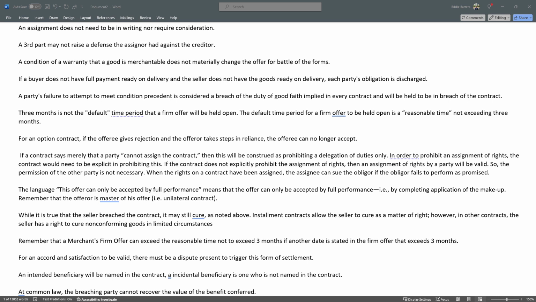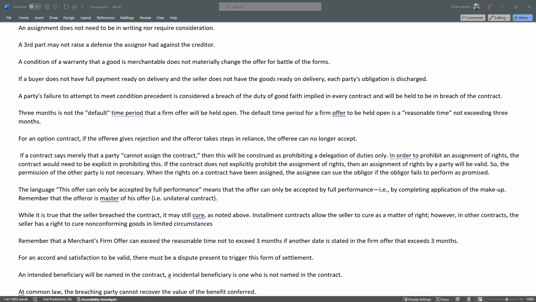A condition of a warranty that a good is merchantable does not materially change the offer for battle of the forms. If a buyer does not have full payment ready on delivery and the seller does not have the goods ready on delivery, each party's obligation is discharged. A party's failure to attempt to meet a condition precedent is considered a breach of the duty of good faith implied in every contract and will be held to be in breach of the contract.